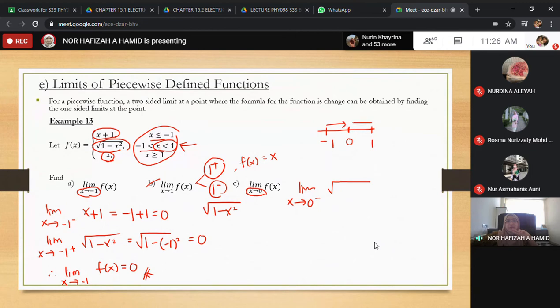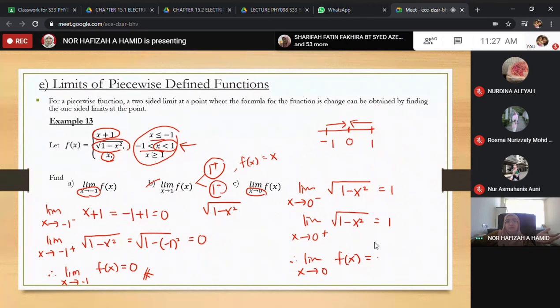So 0 plus is also here. Okay, so you choose function 1 minus x square. And for limit x approach to 0 plus, also you choose the same function. Okay, so then you can calculate the two-sided limit. Like this you get 1, so this one is also 1. Okay, so limit x approach to 0, f(x) is equal to 1. So this is for 0.